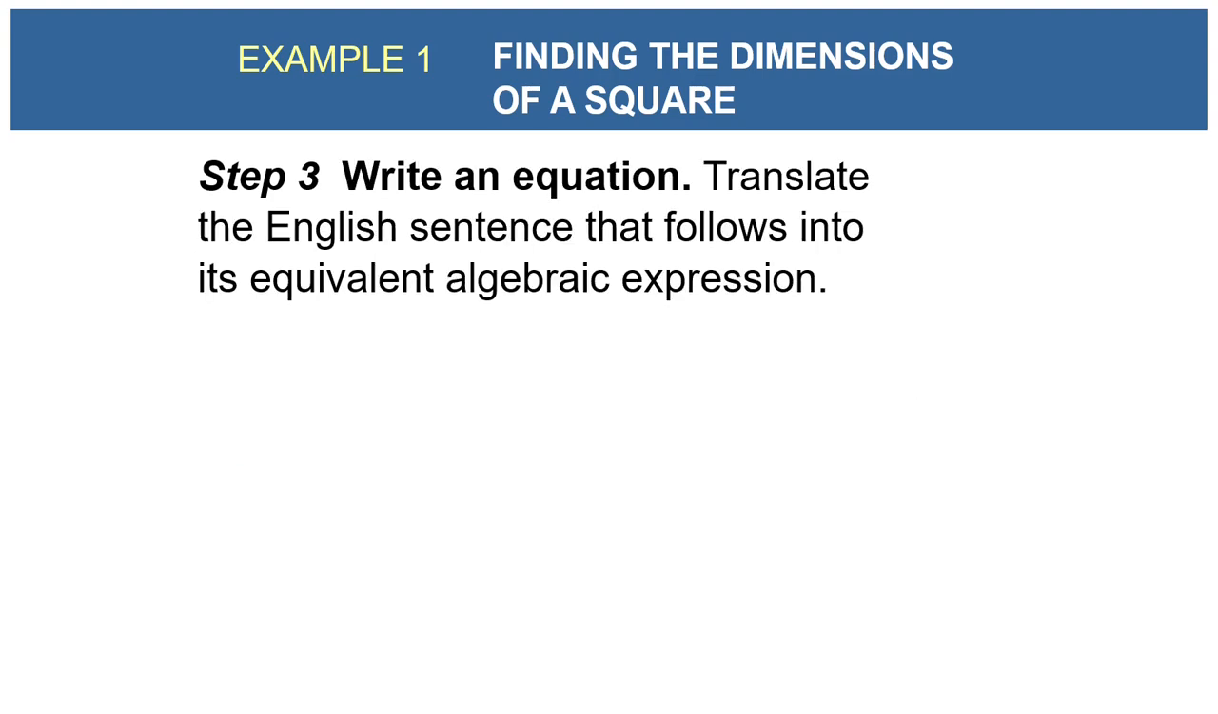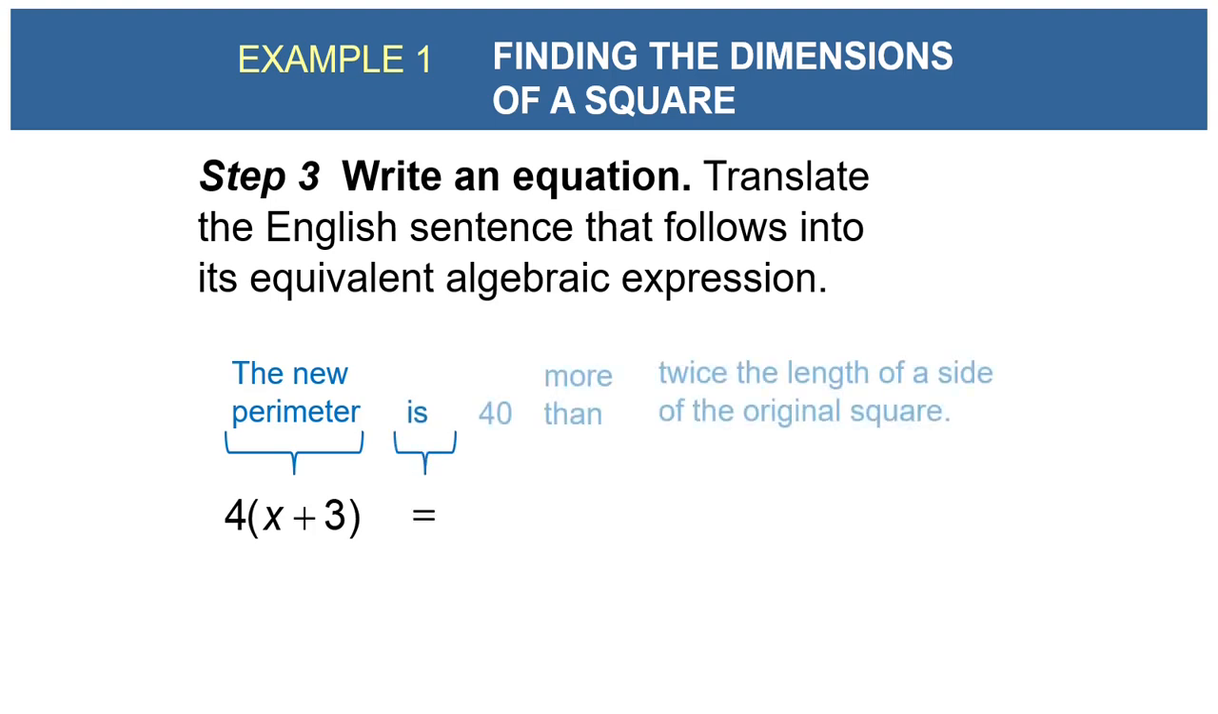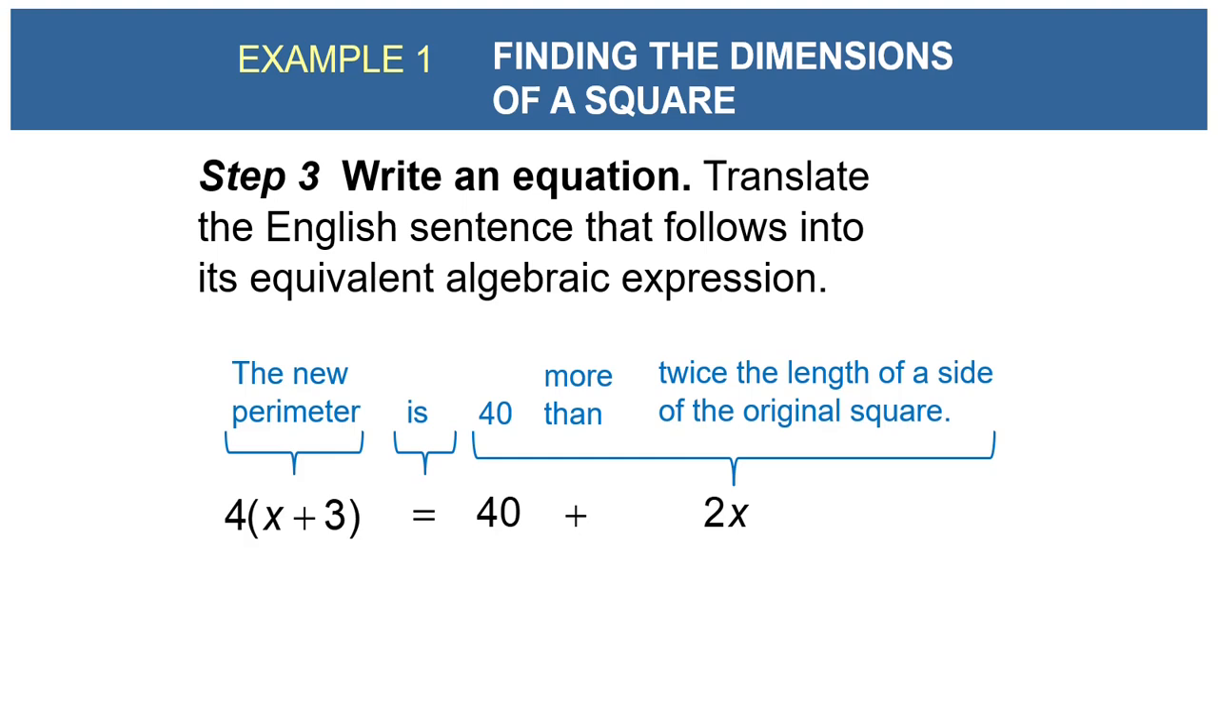In step 3, write an equation. Translate the English sentence that follows into its equivalent algebraic expression. So we have the new perimeter, which is 4 times x plus 3, is 40 more than twice the length of a side of the original square. Now when you see the phrase is, that always represents equal. We have 40 more than, that means addition. Twice the length of a side of the original square. So 2x is the same as twice the length of the original square.